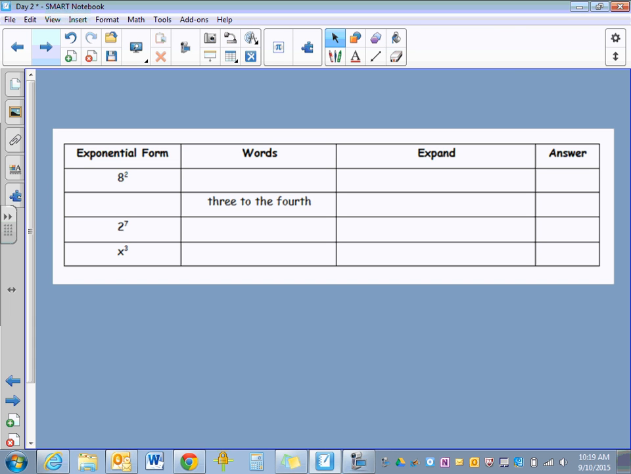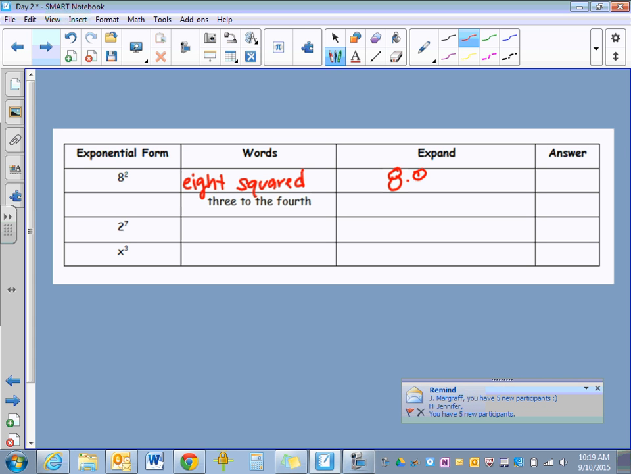Great. So we have 8 squared. Sorry, I just gave you the answer here. So this is 8 to the 2nd power. In words, we would say 8 squared. Or you could write 8 to the second. Either one works. We can say 8 to the 2nd power. We use squared and cubed, but beyond that, we use 4th power, 5th power, 6th power, 7th power. So expanded would be 8 times 8. And what value is that? Very good, Trey.